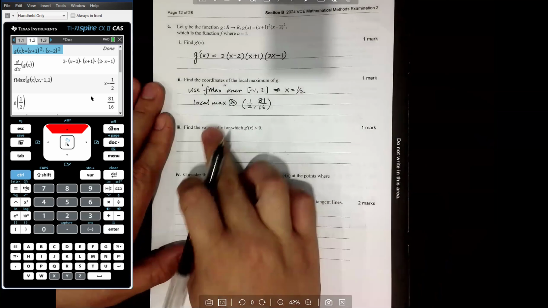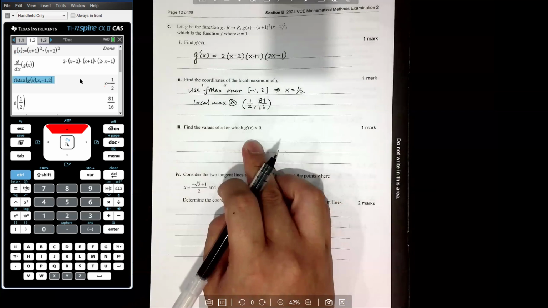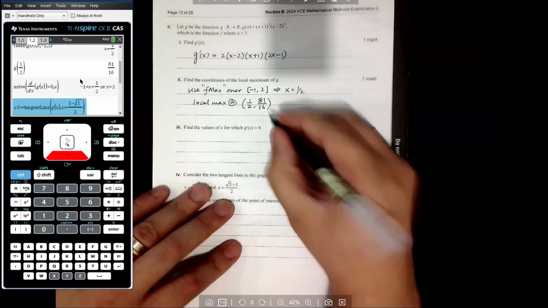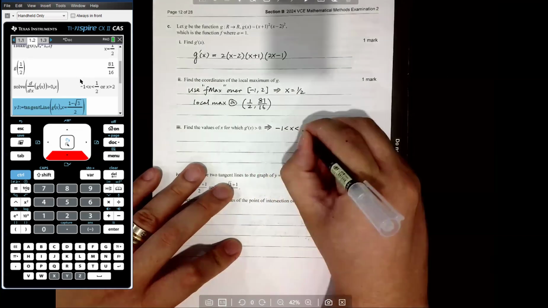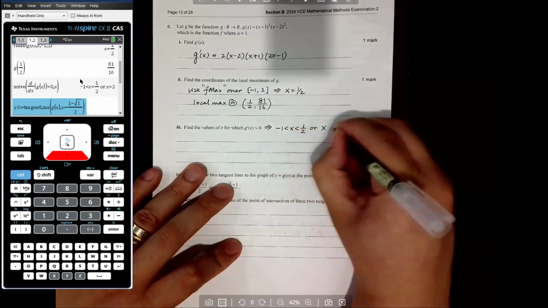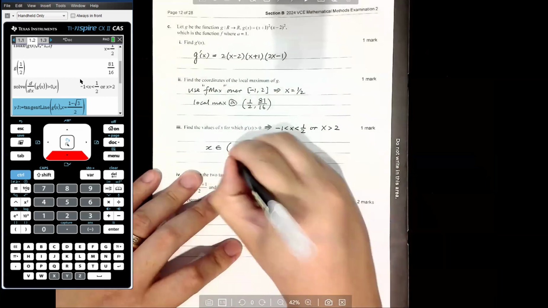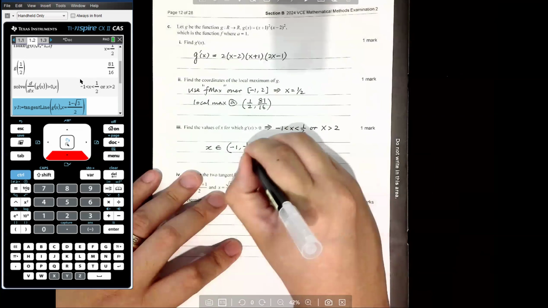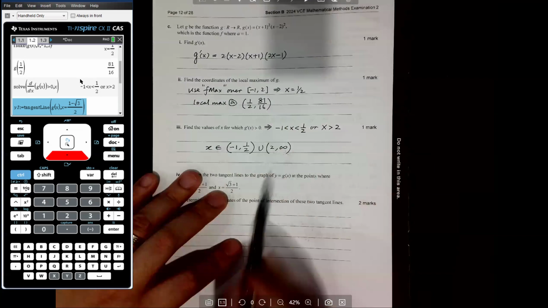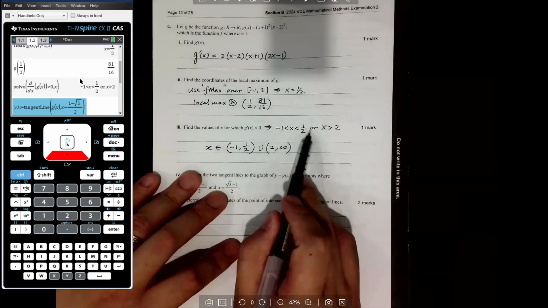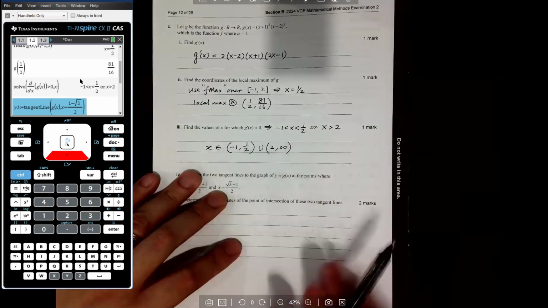And find the values of x for which g dash of x is greater than 0. So for example, if I go for the CAS calculator, I have minus 1 less than x less than half, or x greater than 2. So in interval notation, I should write x belongs to round bracket minus 1, half, union 2 to infinity. It has to be a union here. If you see the connecting word for two inequalities is 'or', you have to use union, not intersection.